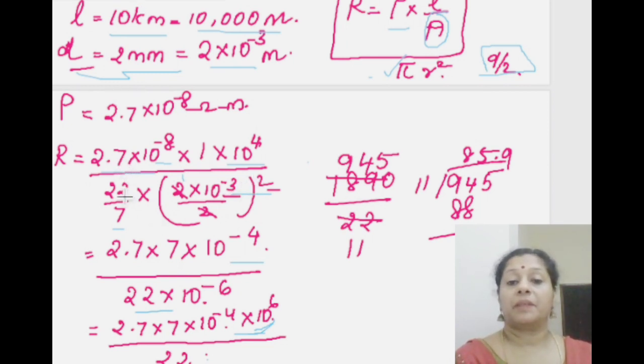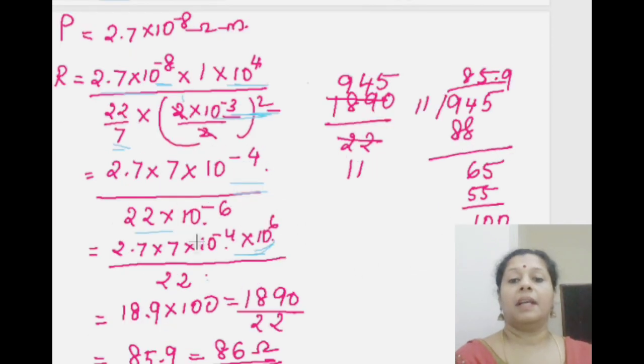So if you bring this 7 to the numerator, 2.7 into 7, and this 10 raised to minus 8 and 10 raised to 4, we will get 10 to the power of minus 4. Below we have 22 in the denominator, and this 10 raised to minus 3 squared will give 10 raised to minus 6. Now this 10 raised to minus 6 we are taking to the numerator, so it becomes 10 raised to 6. So 10 raised to 6 and 10 raised to minus 4, what will you get? 10 raised to 2, or 100. So we are multiplying 2.7 into 7, that into 100, you will get 1890 upon 22. That value, if you solve, you will get 85.9, we round off to 86 ohm. These types of questions, you have to be careful about the exponents you are taking and their sign.